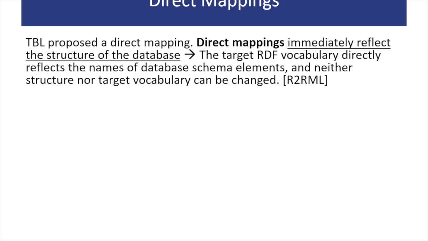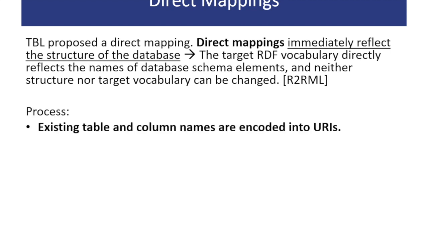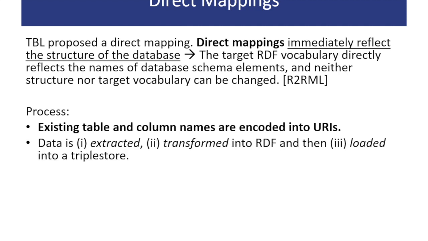Now, it started with Tim Berners-Lee's blog post, where he proposed a direct mapping that immediately reflects the structure of the database. His proposal was refined into a recommendation. Now, in both instances, the target RDF vocabulary directly reflects the names of the database schema elements, and neither structure nor target vocabulary can be changed, so it's not customizable. He then declared the process. Existing table and column names are encoded into URIs, reflecting classes and properties. Then the data is extracted, transformed into RDF, and loaded into a triple store, which basically boils down to an ETL process: extraction, transformation, and load.